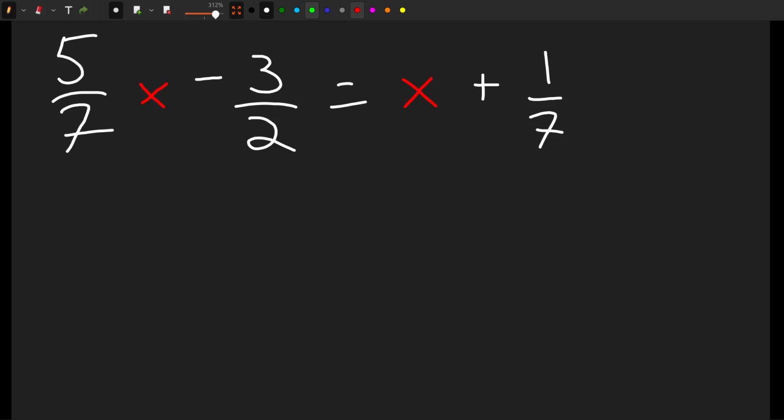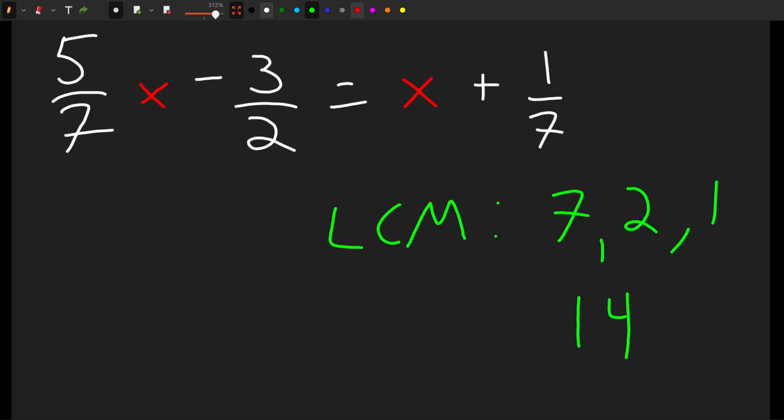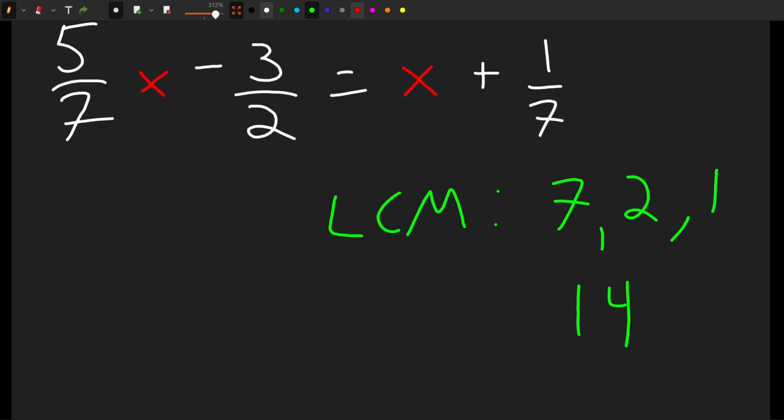So, unlike the previous problems, we're starting with fractions here. And because we're starting with fractions, we're going to need to get rid of those fractions rather quickly. In step number 1, we want to simplify everything, and that includes simplifying fractions. So we're going to use the lowest common multiple to simplify our fractions. We have 7 and 2 and 1. So the lowest common multiple between 7, 2, and 1 is 14. So what that means is I'm going to multiply 14 to the left-hand side and to the right-hand side, and then distribute that across.